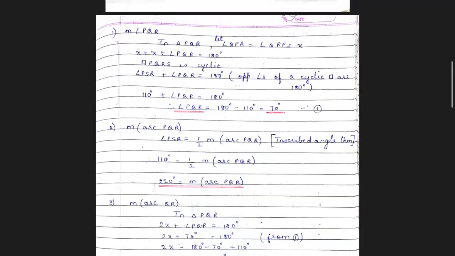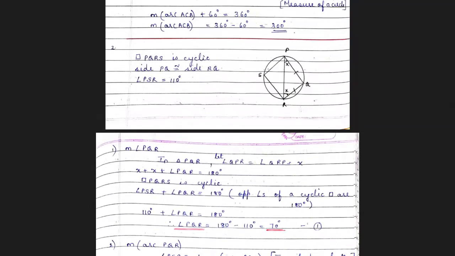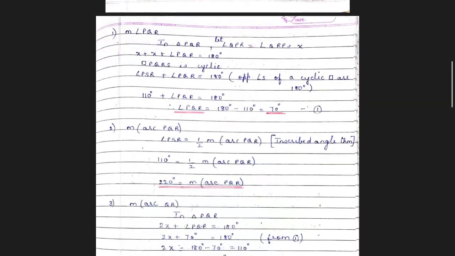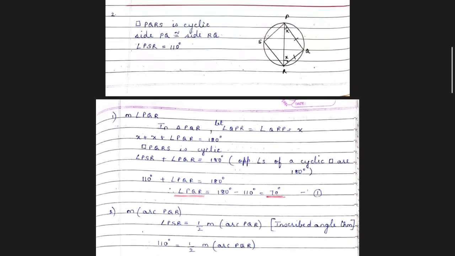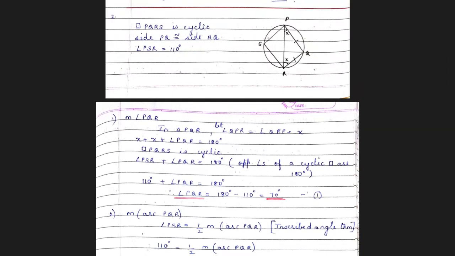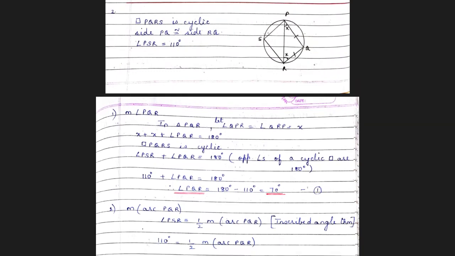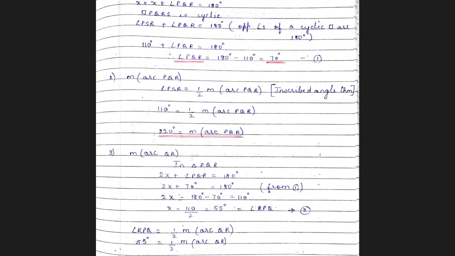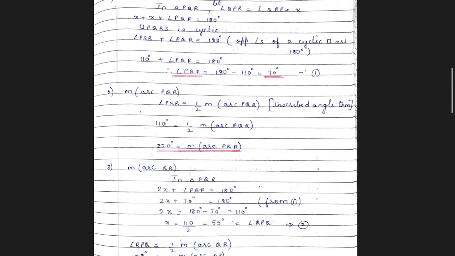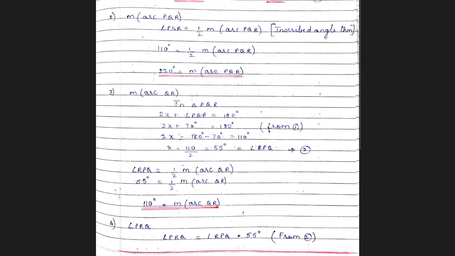The third question is to find measure of the arc QR. Okay, measure of the arc QR. Now we know in triangle PQR, X plus X plus angle PQR is 180 degrees because sum of all angles is 180. Now 2x plus angle PQR is 180 degrees. Now angle PQR is 70 degrees. We have got it from 1. Therefore, I get 2x is equal to 110 and therefore x, angle RPQ, is 55 degrees.